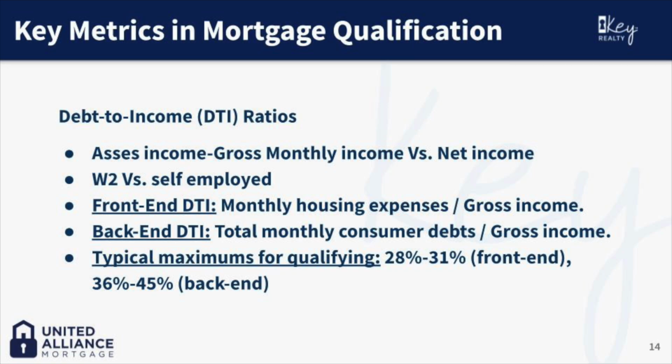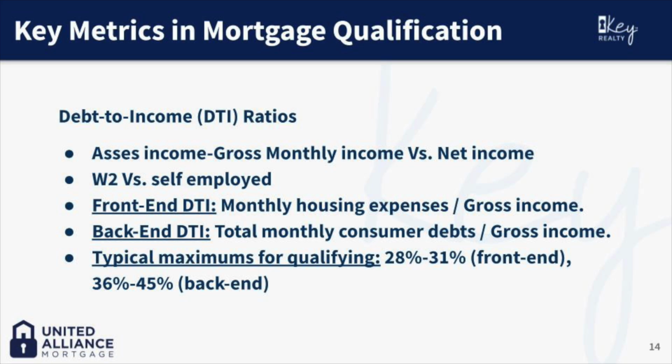Front-end ratio, or front-end DTI, is the monthly housing expense divided by the borrower's gross monthly income. That front-end ratio is what we also refer to as the housing ratio. It is the percentage of the borrower's income that is being used for their monthly mortgage payment.